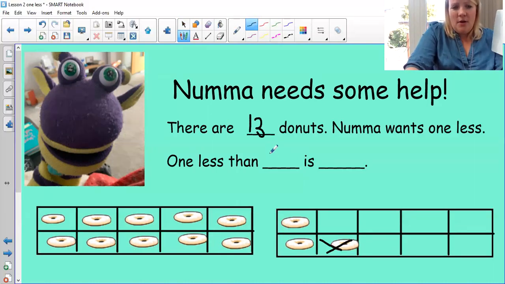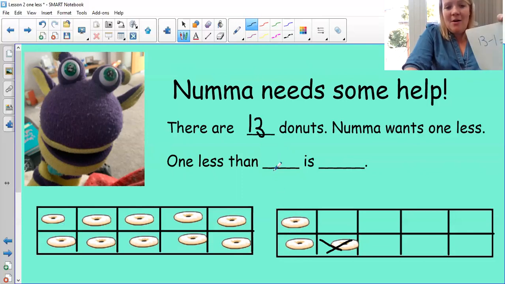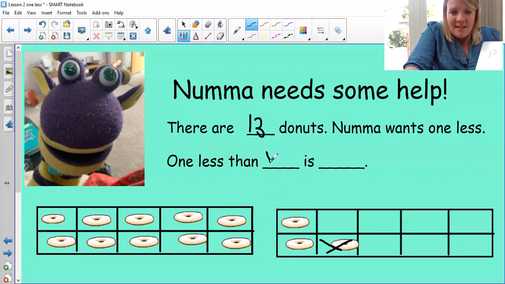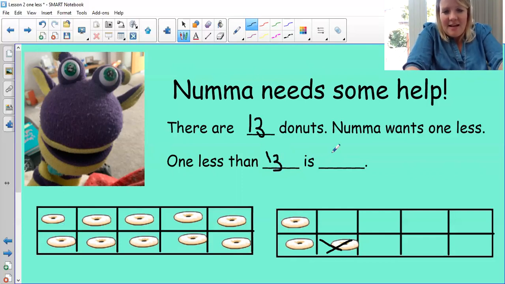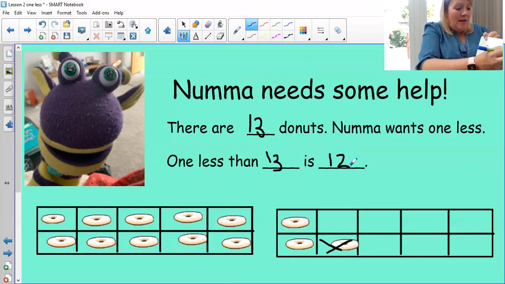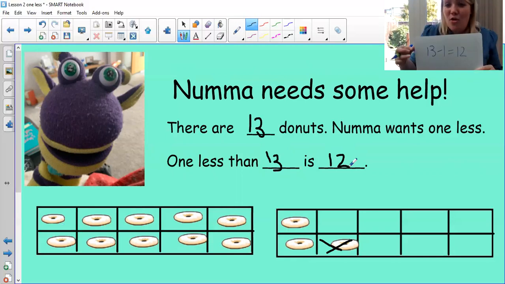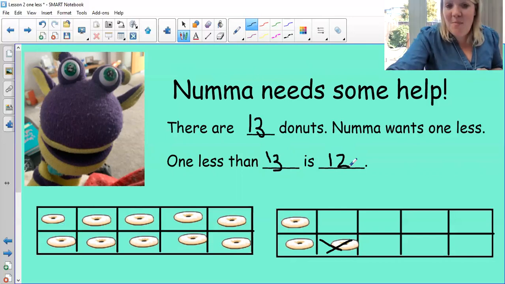Okay, so how many donuts are left? 1, 2, 3, 4, 5, 6, 7, 8, 9, 10, 11, 12. Aha, 1 less than 13 is 12. And there's my number sentence to show it. 13, take away 1 is 12. 1 less than 13 is 12. Brilliant job, you helped solve Nama's problems.